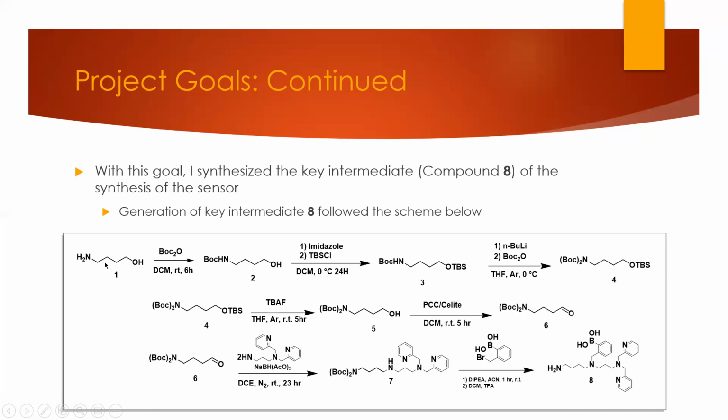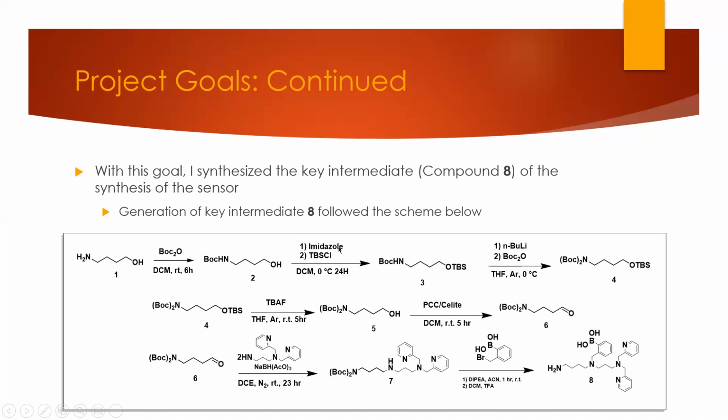So commercial 4-amino-1-butanol was protected with Boc anhydride to produce the carbamate group in intermediate 2. The series of steps leading up to synthesis 6 required a series of protection and deprotection reactions to effectively oxidize the alcohol to an aldehyde under conditions that were favorable for us.